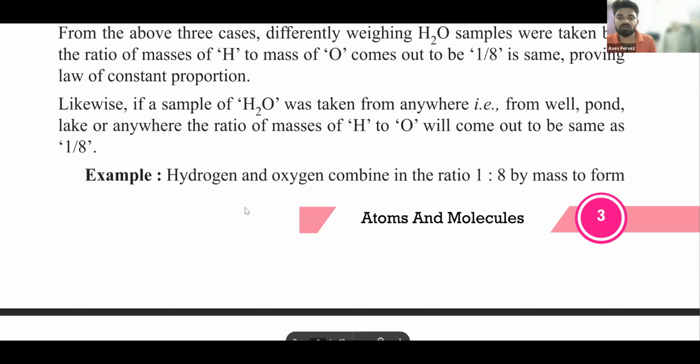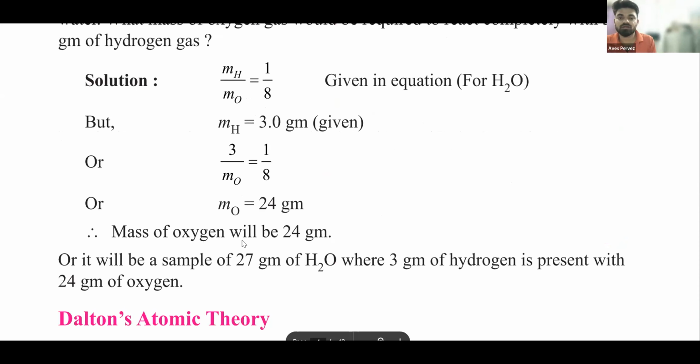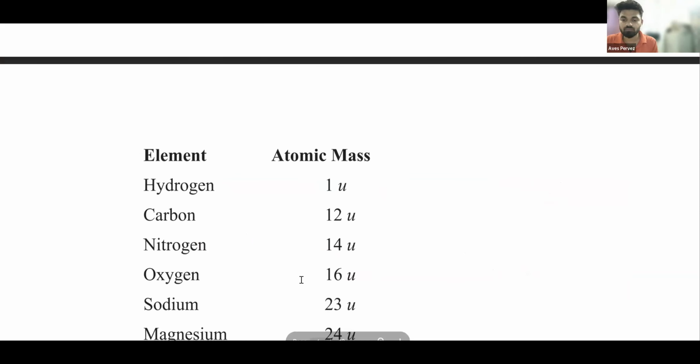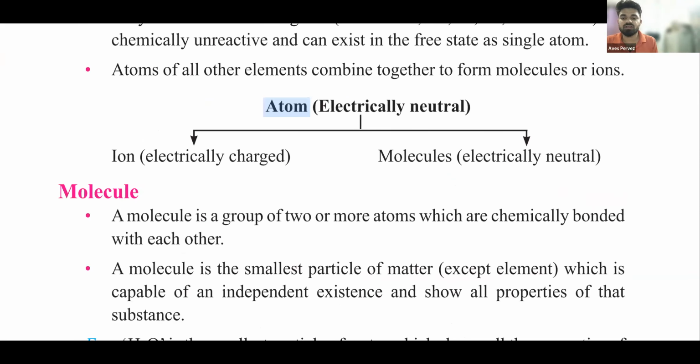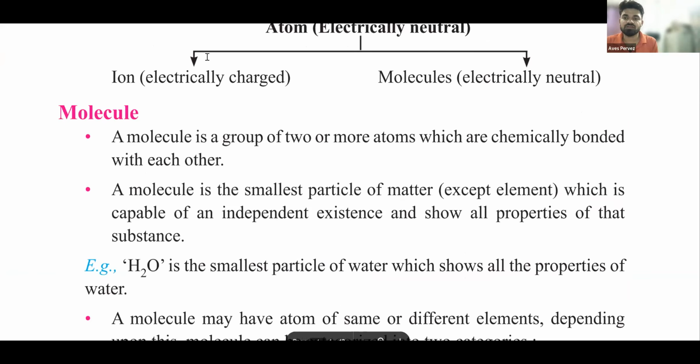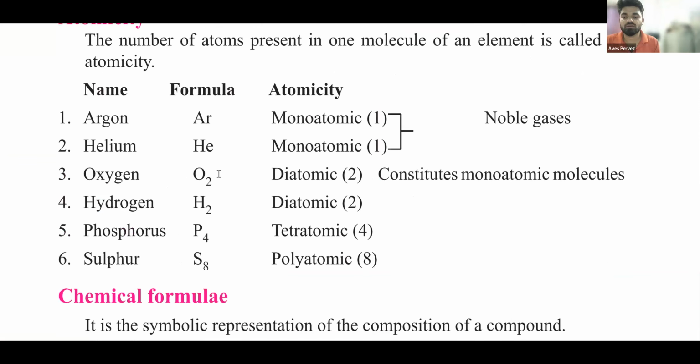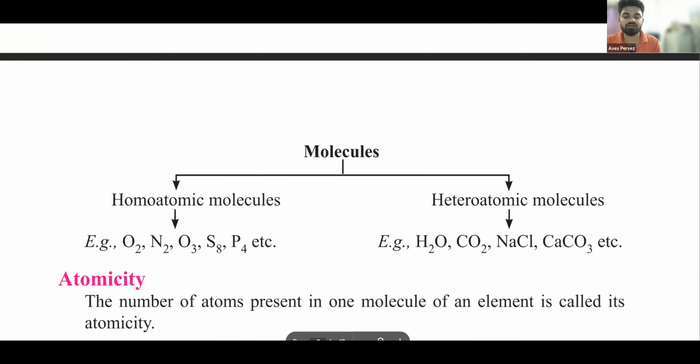So let's start. In the previous class, we were calculating the molecular mass and discussing what the atomic mass of an element is. We discussed what an element is and what the atomic mass of an element is. In the previous class, we discussed what an atomic mass is. So what is an atomic mass?